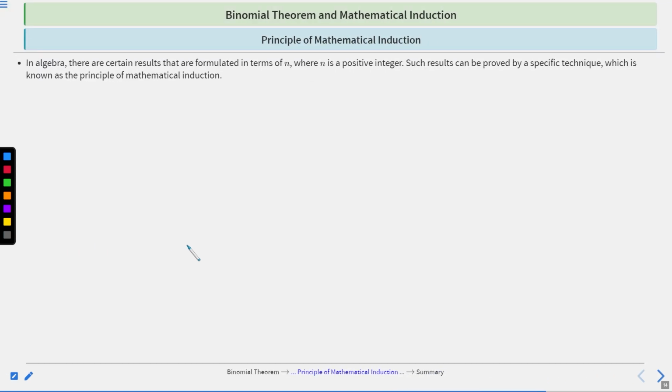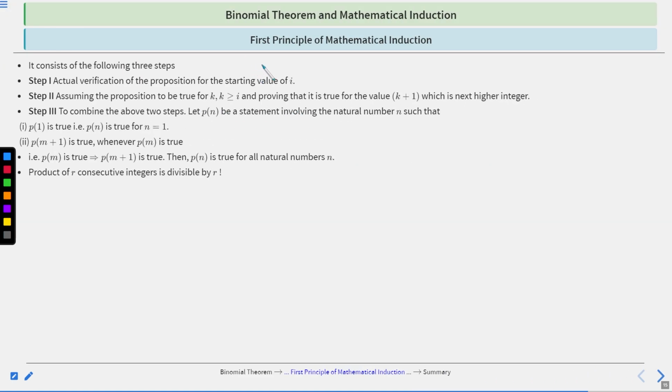Now let's discuss the principle of mathematical induction. In algebra, there are certain results that are formulated in terms of n, where n is a positive integer. Such results can be proved by a specific technique known as the principle of mathematical induction, right? It is basically used to prove certain results. Let's discuss the first principle of mathematical induction.